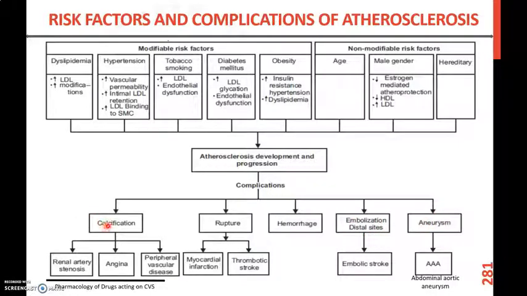So calcification may lead to different conditions like renal artery stenosis or angina or peripheral vascular diseases, and rupture may lead to different conditions like myocardial infarction and thrombotic stroke, and embolization at distal sites may lead to embolic strokes, and aneurysm, which is a common form of weakness of artery, may lead to abdominal aortic aneurysm. So these are the different factors and complications of atherosclerosis.